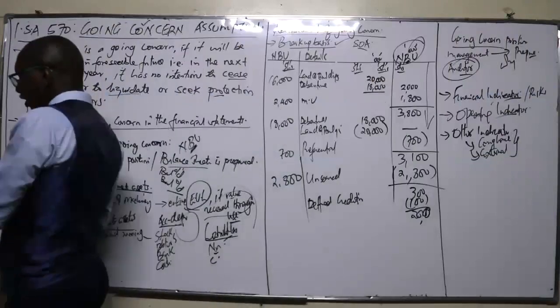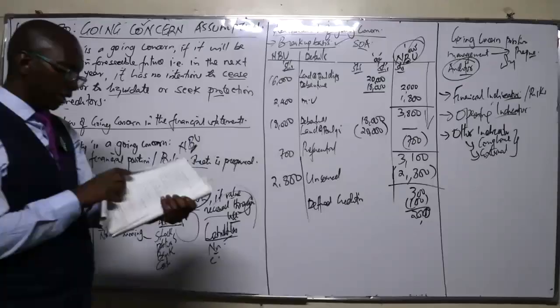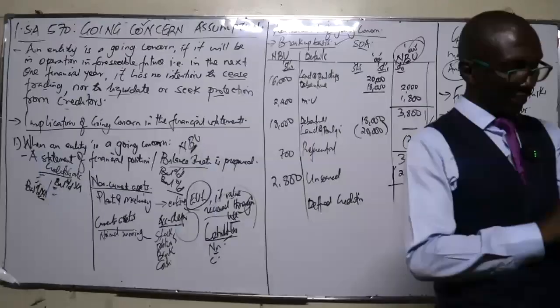Next, frauds and irregularities within an entity. We know that there are some frauds which may cripple an entity, may cripple its operations, and so on.